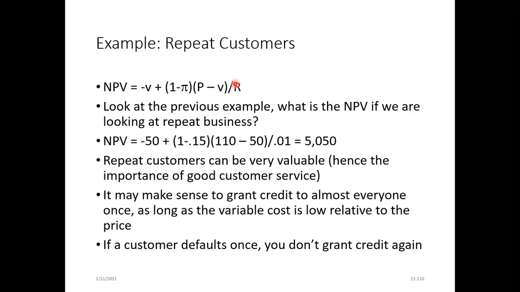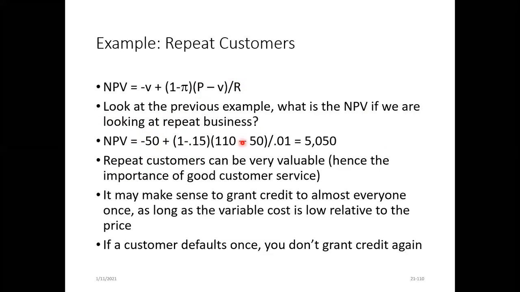Perpetuity in nature. You might study it in valuation of stocks, right? When the N becomes a large value, infinity, then it's equal to R. When you make sales repeatedly, what will happen? Look at the previous example. What is the NPV if we are looking at repeat business on credit terms? It's the same as a cost, right?